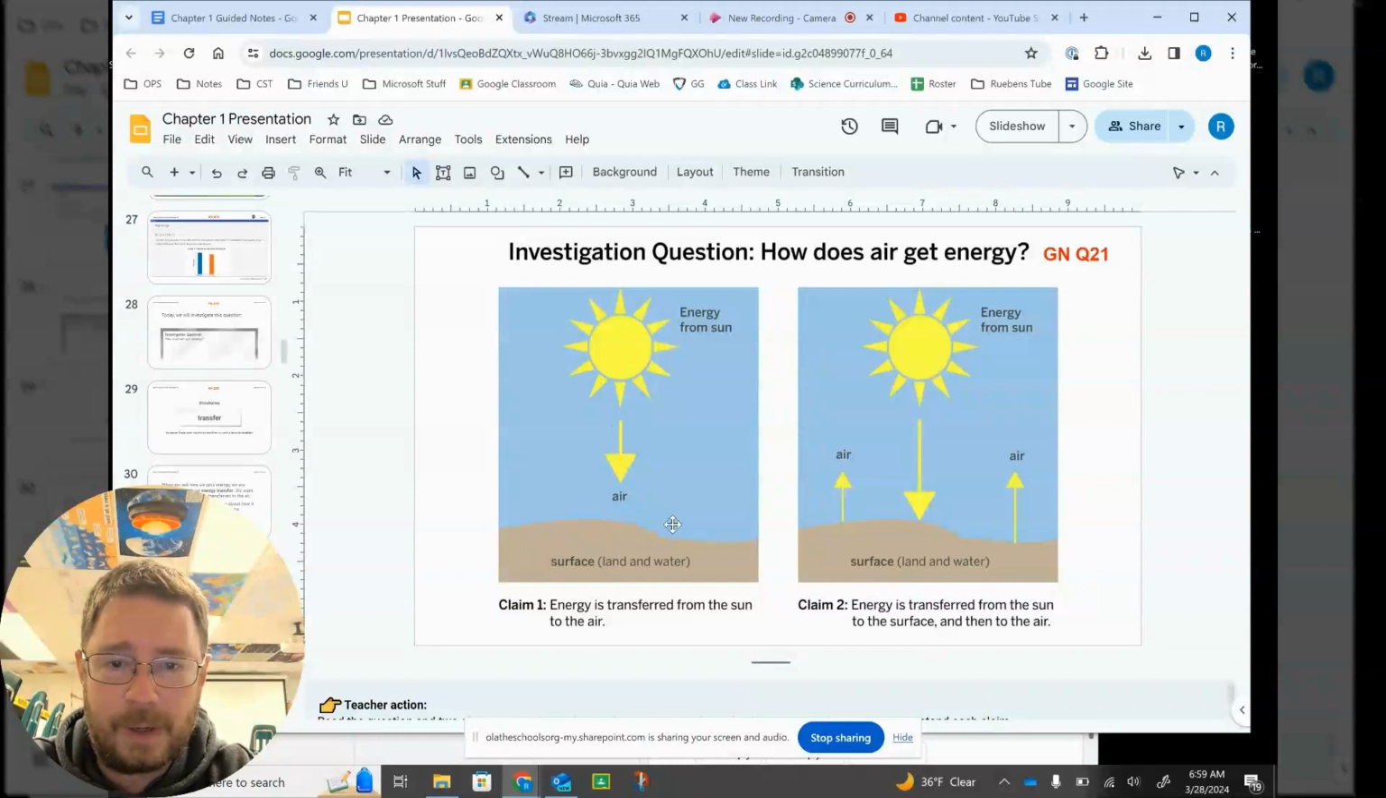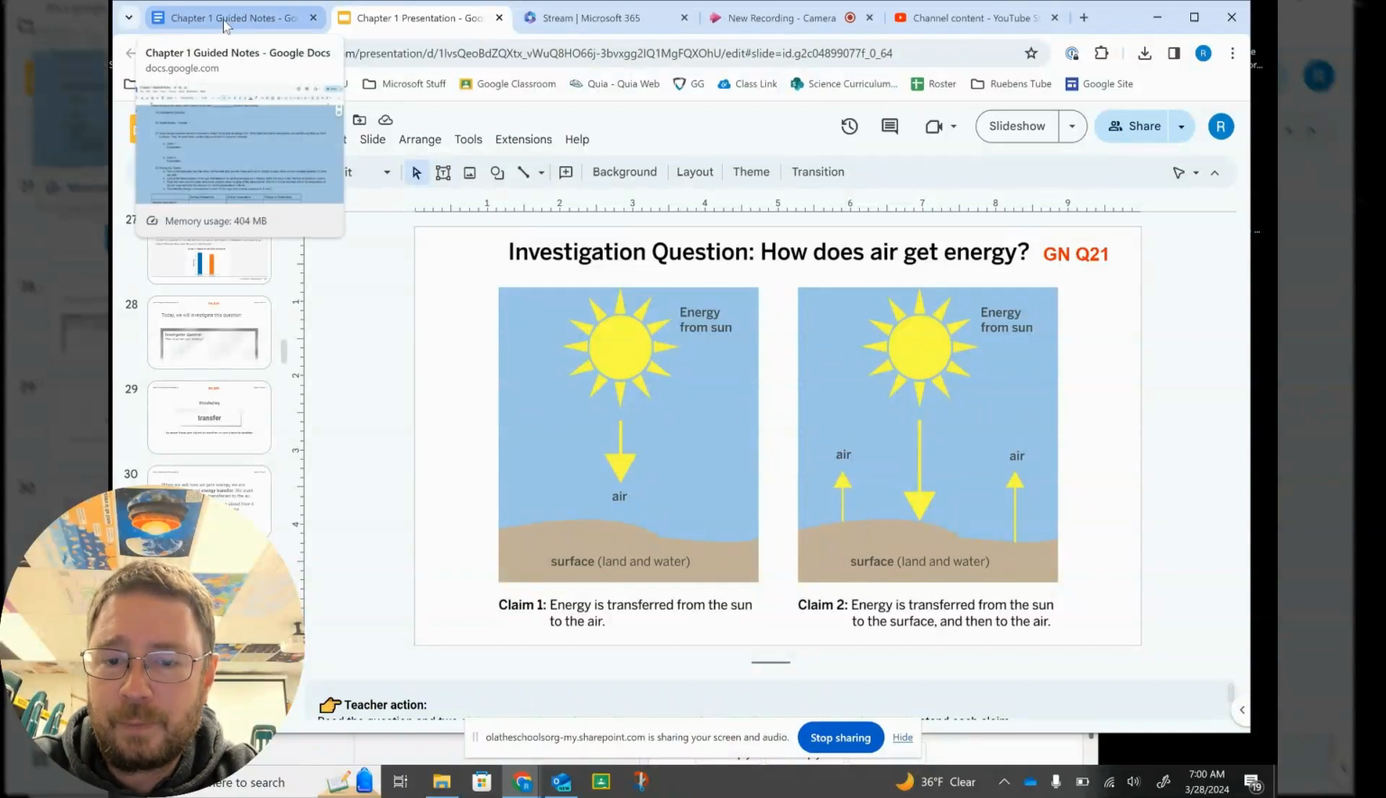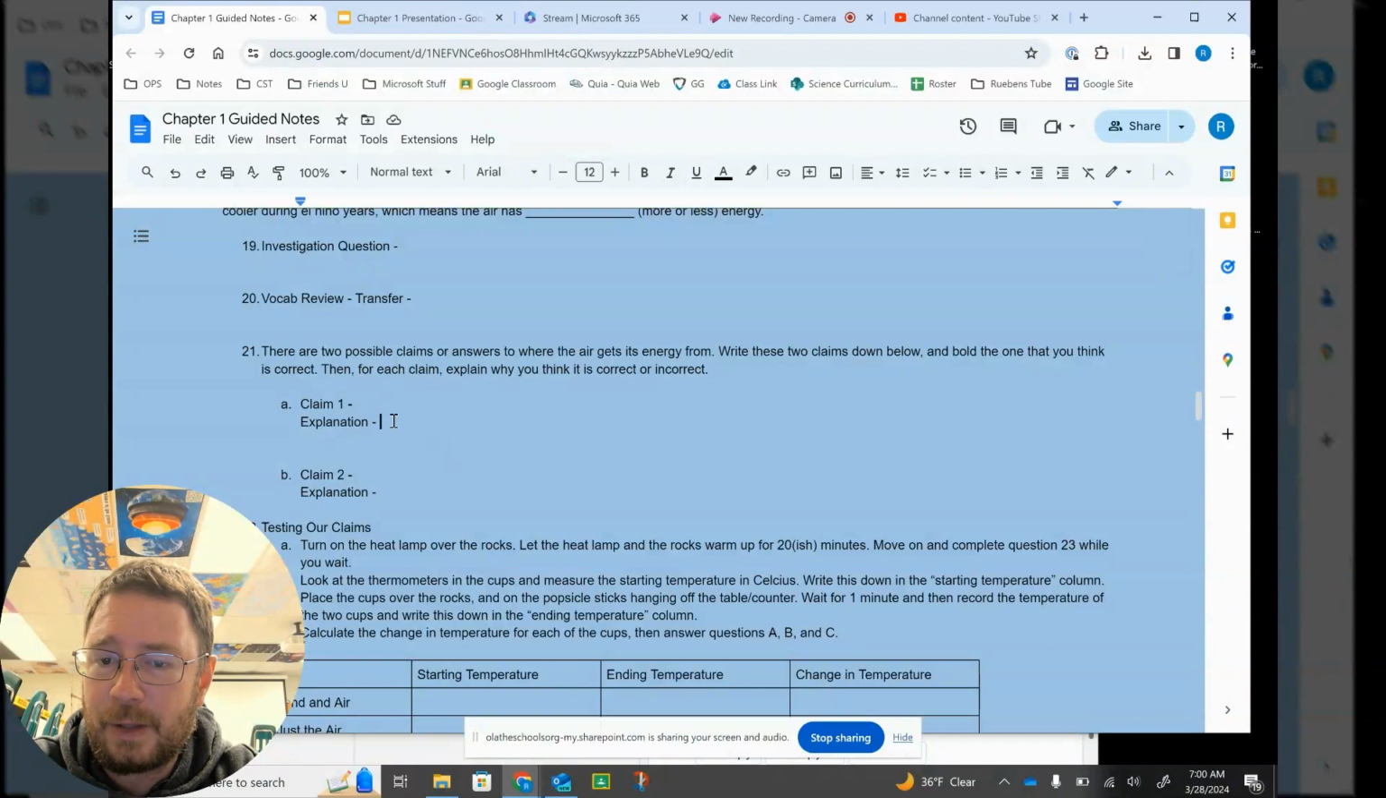So, what are our two possible claims? First one, claim 1. Energy is transferred from the sun to the air. So the air heats up directly from the sun because the sunlight's passing through the air. Claim 2. Energy is transferred from the sun to the surface and then to the air. So the sun heats the surface up and then it heats the air. So write these two claims down, bold the one you think is true, and then explain why you think claim 1 is true or false. Explain why you think claim 2 is true or false.